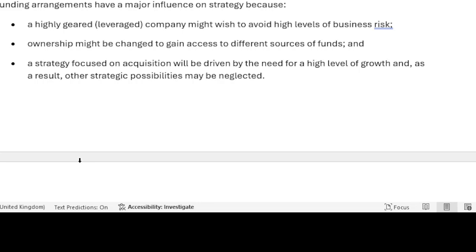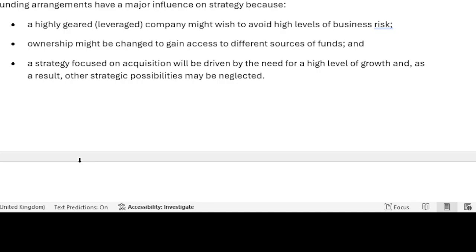So we consider whether the company is going to be either private or listed, or what is the attitude of the managers towards the risks that are involved in raising the finances. So there are different major influences on this strategy. If your company is highly geared, it means the company may wish to avoid high levels of business risk. Otherwise, if the gearing exceeds 1-to-1, it will put the company at a disadvantage.